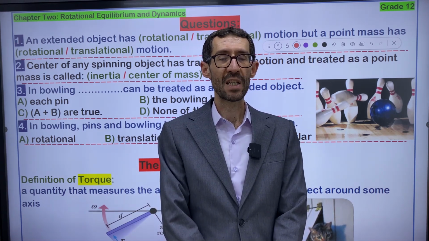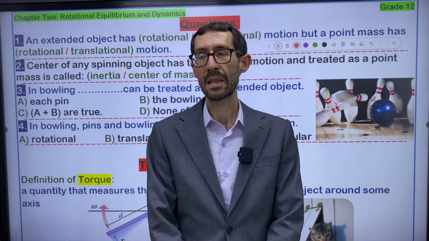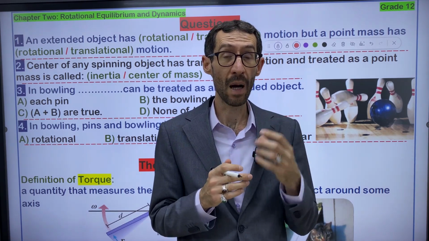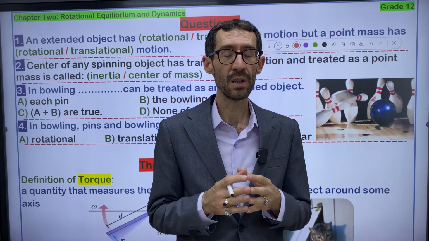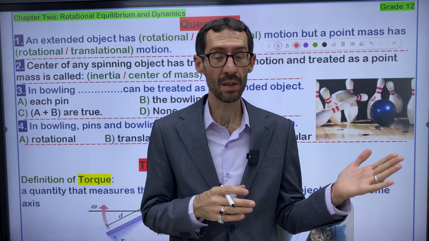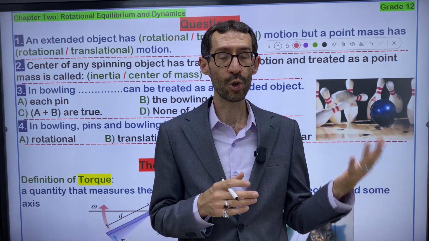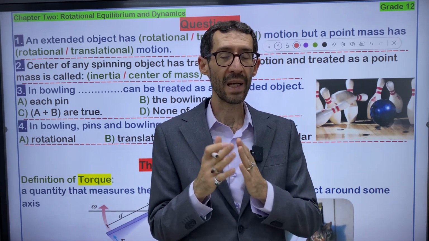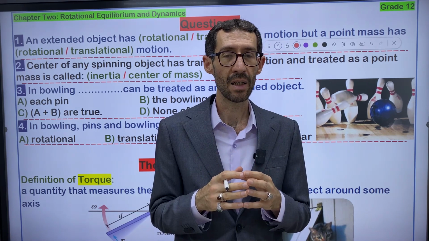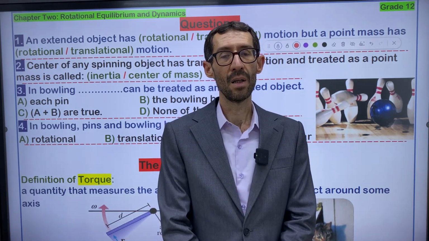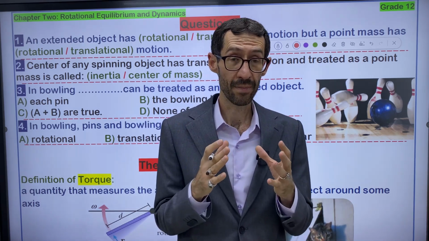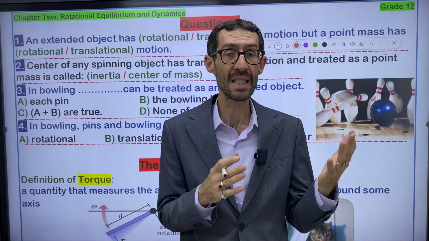In previous lessons, we explained some topics about chapter 2, and especially in the last lesson, we talked about types of object. There are two types of object. Either we have an extended object, which is an object that rotates about itself, or we have a point mass, which is an object that has only translational motion. And you know what translational motion is?